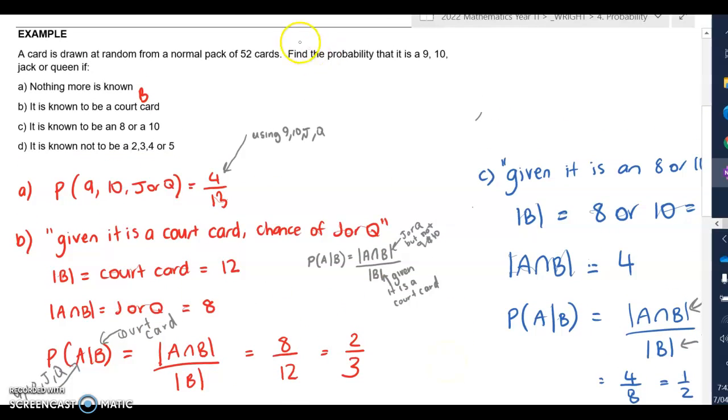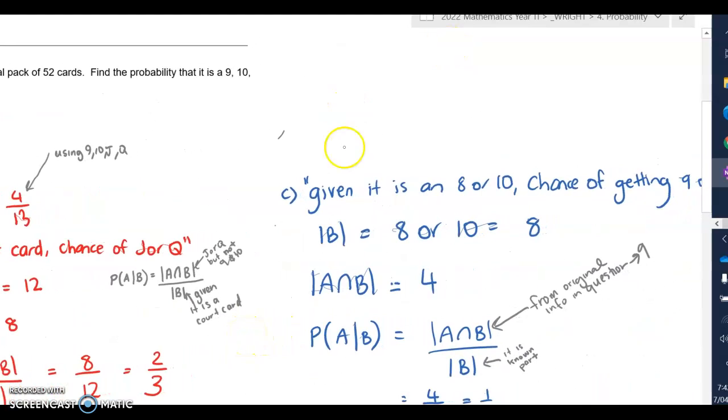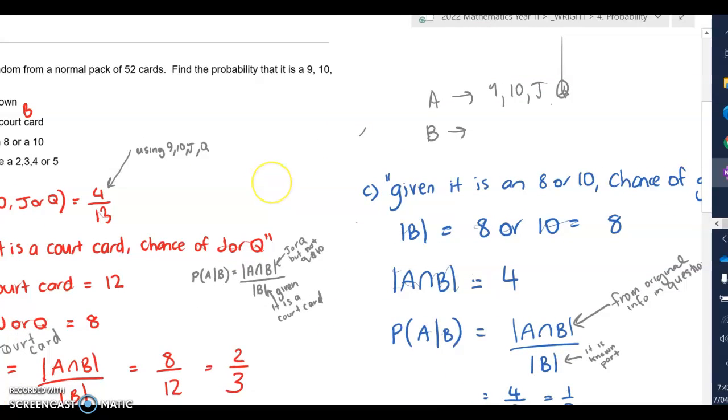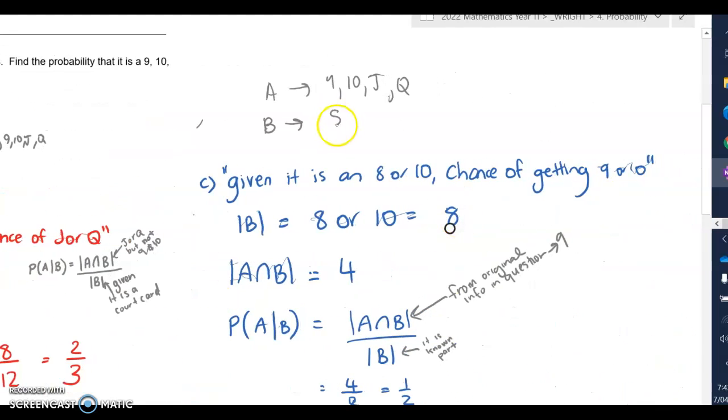So we're still finding the probability in part C that it is a 9, a 10, a jack, or a queen. So we can write that A, that it is a 9, a 10, a jack, or a queen. And our part B, or our proviso, or the given part, part C tells us it is known to be an 8 or a 10.